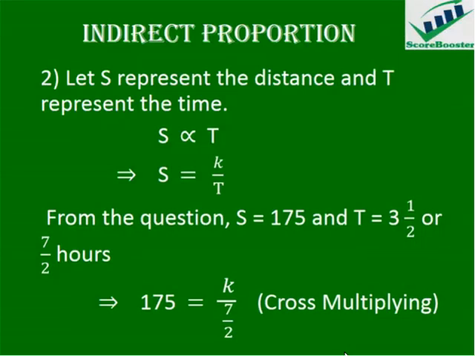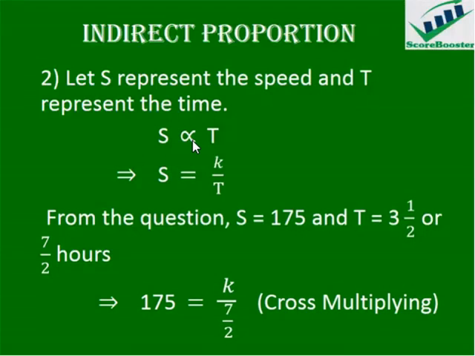So the first thing you do is to obtain the relationship between the speed and time. Here we know that either the speed is inversely proportional to the time, or the time is inversely proportional to the speed. You can use any of the two, but here we choose to use the statement that the speed is inversely proportional to the time. So here we use S to represent the speed and T to represent the time.